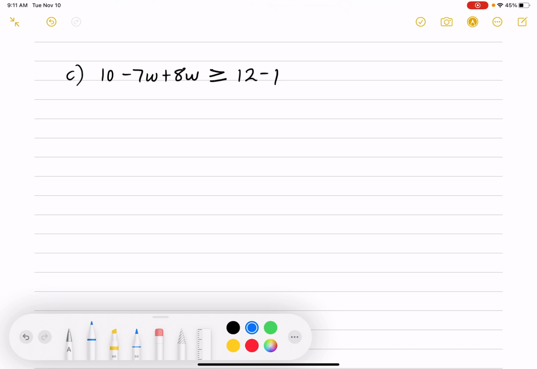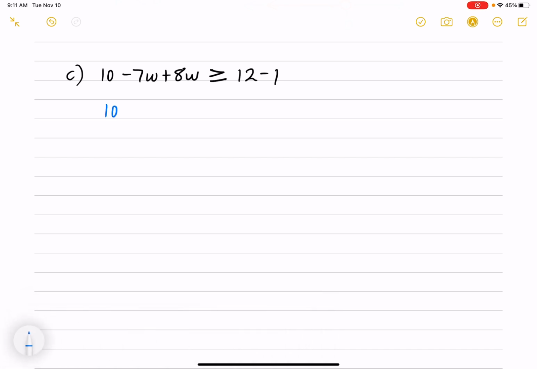Last example here. Sometimes we need to combine like terms or simplify both sides of the inequality to solve. So let's go ahead and do that. On the left side, there's nothing we could do with that 10, but -7w and 8w become just 1w. And on the right side, 12 minus 1 is 11. Since we're trying to leave that w by itself, we're going to subtract 10 from both sides. And we're going to see that w is greater than or equal to 1. And that is the solution.